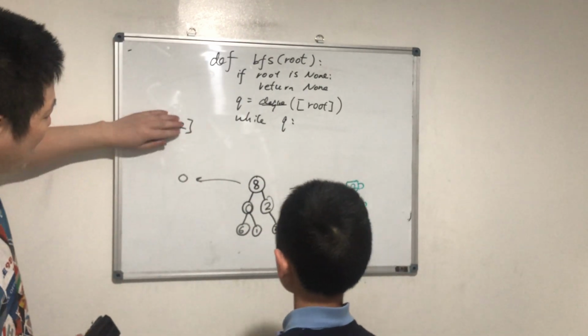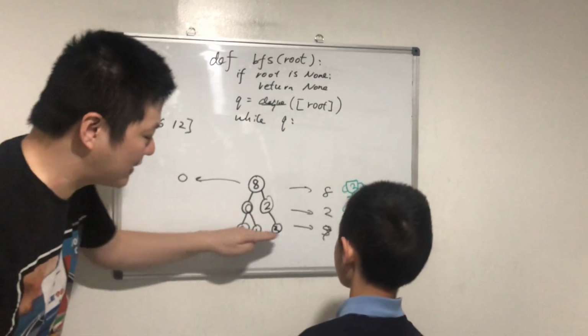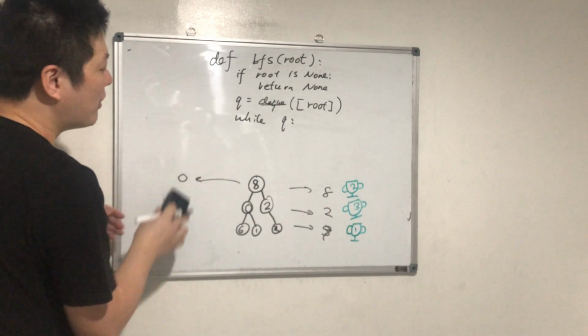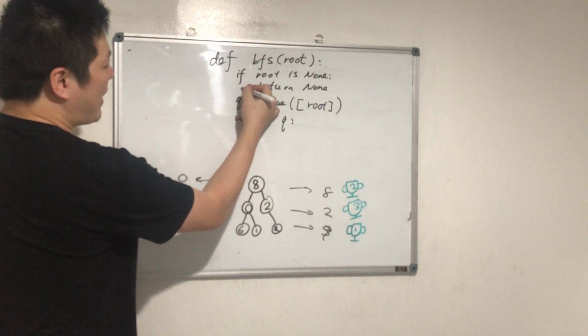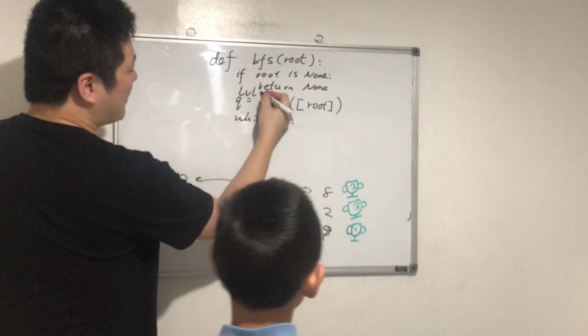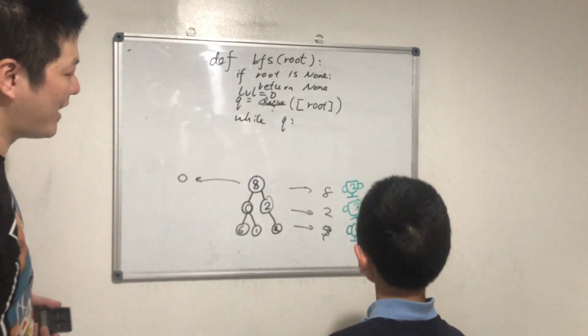And next time I take it out, I know 6, 1, 2 is the same level. Does it make sense? Okay, that's good. So in order to do this, we need to have a value to store the level. We call it level equals 0 at the beginning, right?